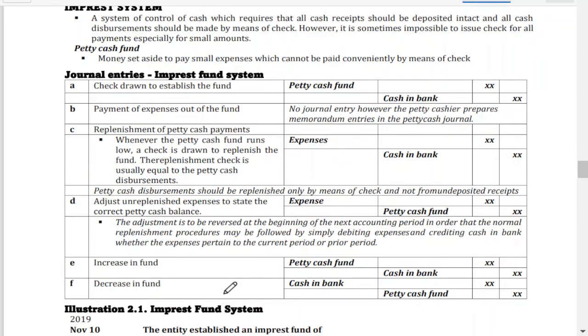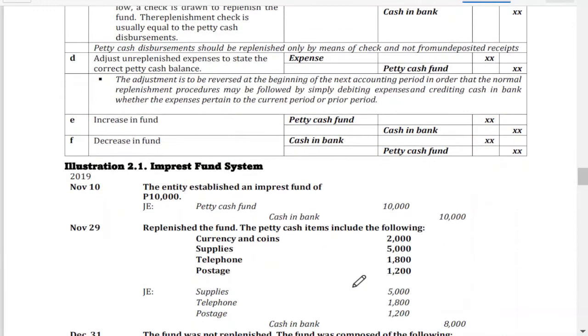If we want to decrease the fund, so instead of 10,000, kasi napansin natin in the past months na hindi naman masyadong maraming small expenses, pwedeng bawasan. So, debit cash in bank, credit petty cash fund. So, let's go to an example.